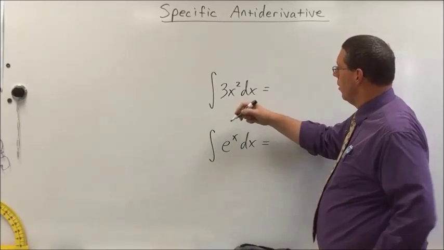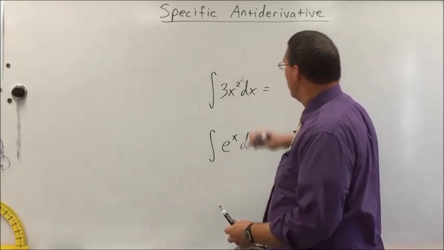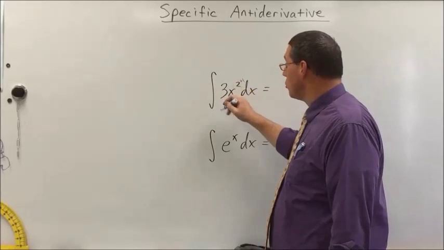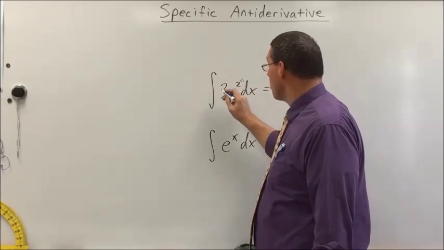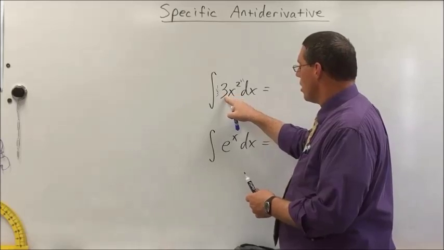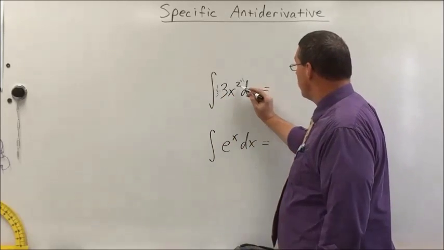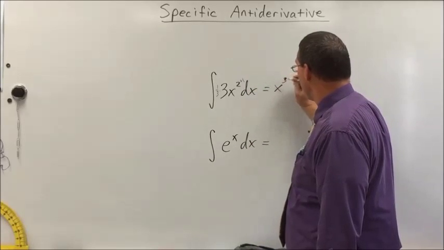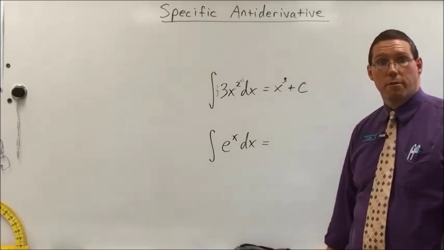You learned with the power rule that if we add 1 to the exponent, which now becomes 3, then we multiply by the reciprocal of that, which is 1/3. So we multiply by 1/3. 1/3 times 3 is 1, the 3 cancels. And 2 plus 1 is 3. And so our antiderivative is x to the 3rd power. And then we have to put on plus c, plus a constant.